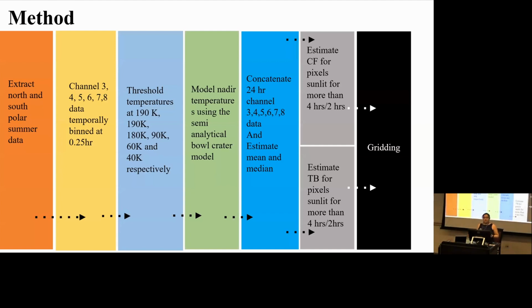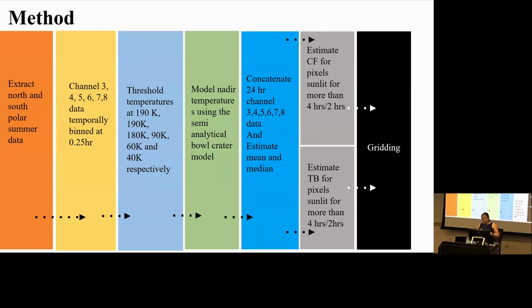So this is the method. First, we extract the north and south polar summer data, emphasis on summer, and then channel 3, 4, 5, 6, 7, and 8 binned at quarter of an hour. So 24-hour data binned at quarter of an hour. Threshold to remove the values below the noise floor of Diviner. And then we model the native temperatures using the model I just talked about, the semi-analytical bowl crater model, to get rid of shadow effects and viewing geometry effects.